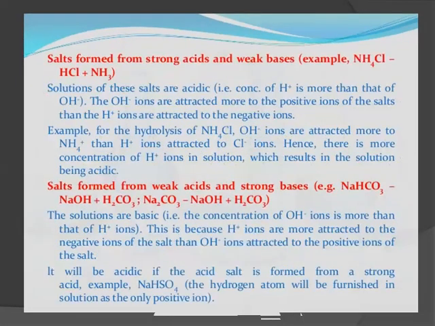Salts formed from strong acids and weak bases, for example ammonium chloride. The solution of this salt will be acidic, that is, the concentration of H plus ions is more than that of hydroxide ions. The hydroxide ions are attracted more to the positive ions of the salt than the H plus ions are attracted to the negative ions. This results in the solution being acidic.